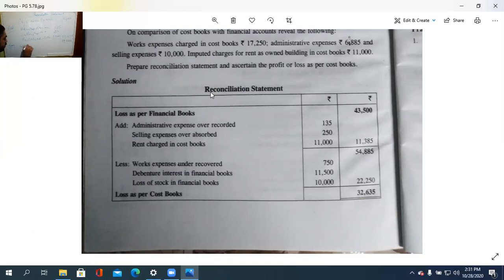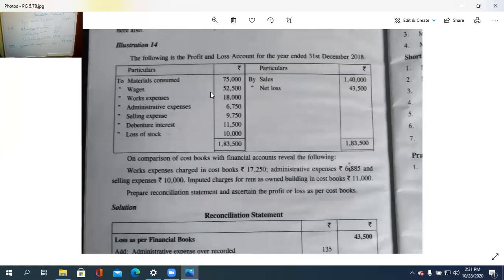So works overhead under recovered. How much? 750. Then debenture interest. Other financial books le ullu, cost books illa. But other deduct cheyyanam. Debenture interest charged in financial books, 11,500. Pinne loss of stock. Adu edinathilla. കോസ്റ്റ് ബുക്സിൽ ഇല്ല. അപ്പൊ ഇല്ലാത്ത എന്തുണ്ടോ അതെല്ലാം ഡിഡക്ട് ചെയ്യണം അല്ലെ? ആഡപ്പ് ചെയ്യേണ്ടത് ആഡ് ചെയ്യണം. ക്ലിയർ?